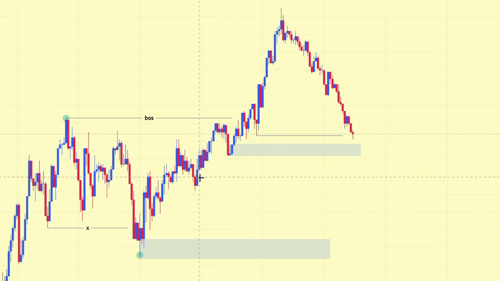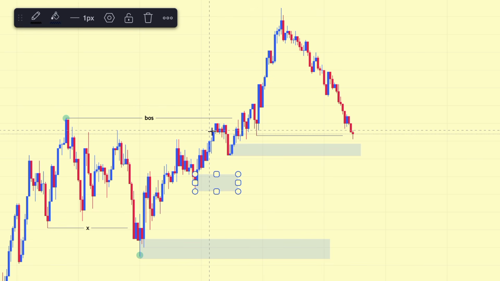This here is an SMT. You can clearly see this here is an SMT. Why SMT? Because it is not the one that caused the break of structure. This here is the one that caused the break of structure.